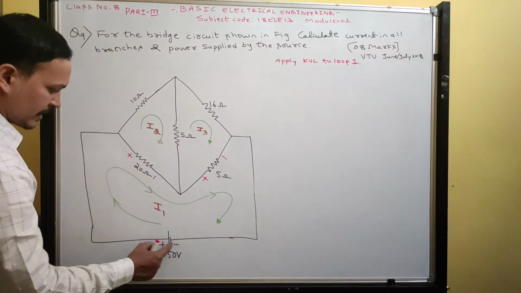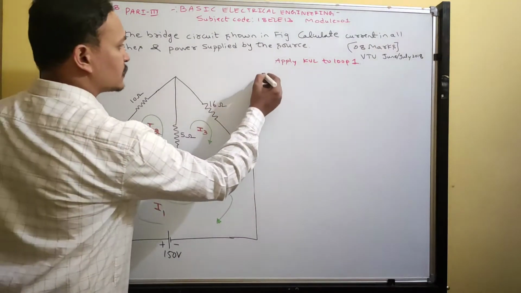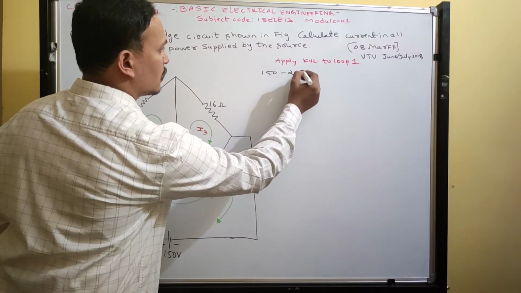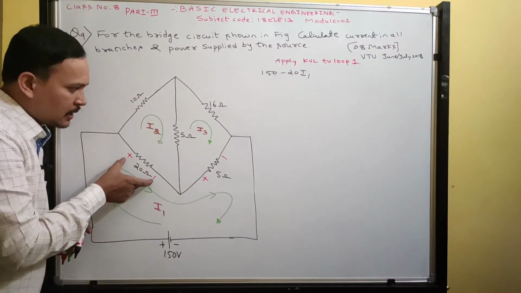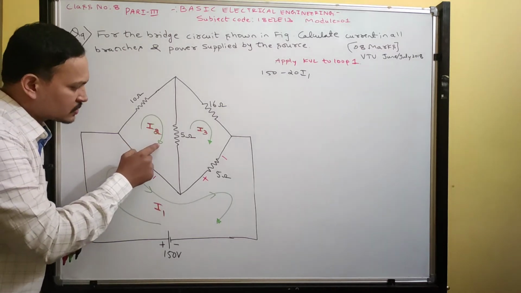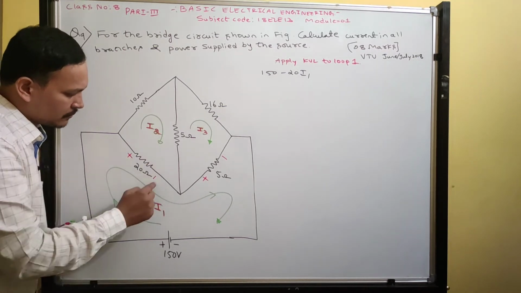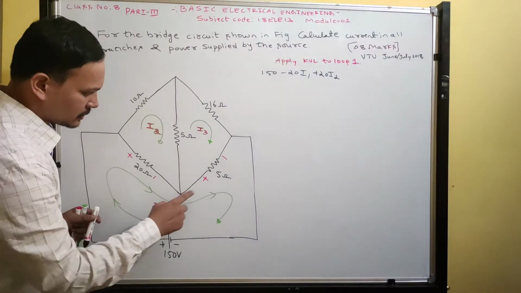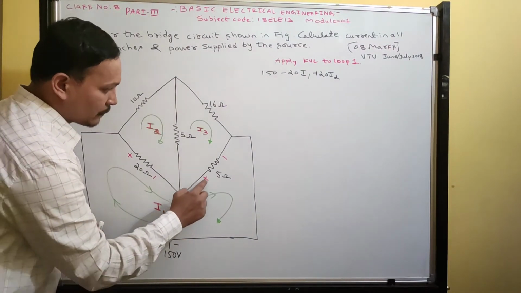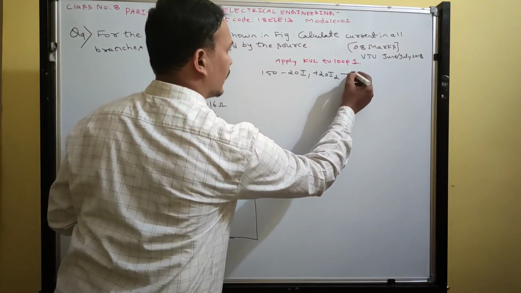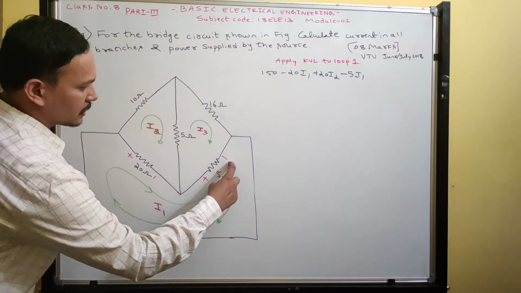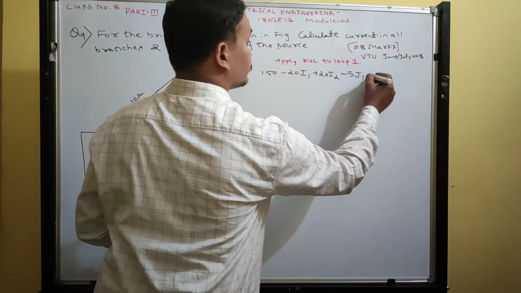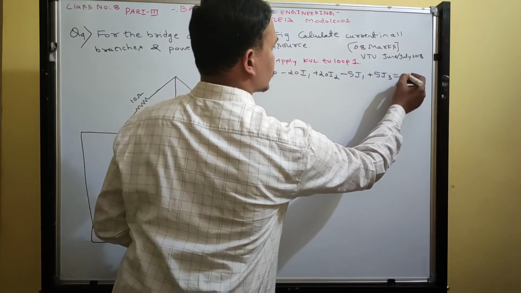Apply KVL to this. Start from here. Minus to plus is rise, so plus 150. Then plus to minus is drop: minus 20 I1. Now for this polarity, I2 current is also flowing. See the direction of I2, it's coming like this. While going, minus to plus is rise, so it becomes plus 20 I2. Then here, I1 flowing from plus to minus is a drop, so minus 5 I1. Now for this polarity, I3 is also flowing, from minus to plus, rise. Plus 5 I3 equals 0.